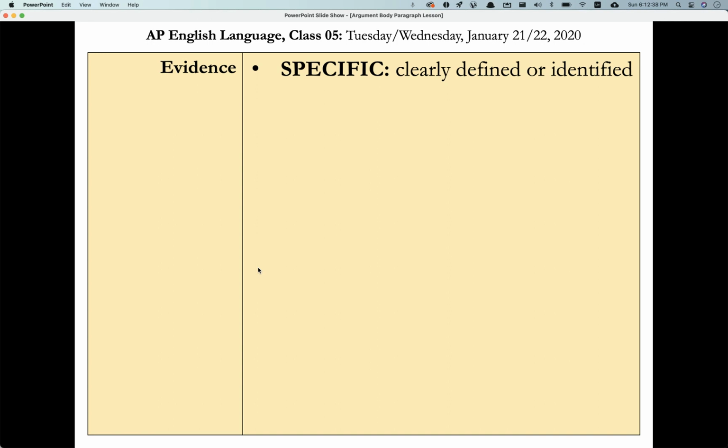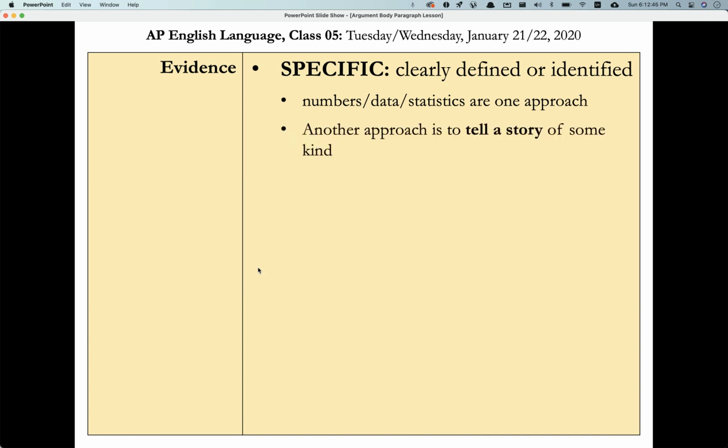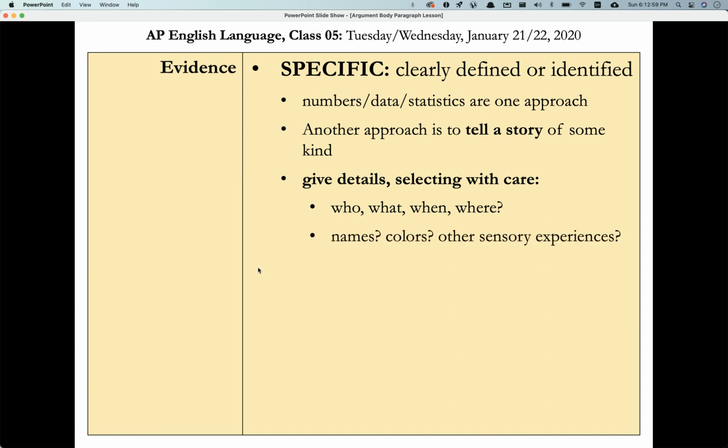So second thing evidence needs to be is specific. Specific generally means clearly defined or identified. This could be numbers, data, statistics, could be telling a story, right? So giving details, selecting with care, of course, don't overdo it. But like who, what, when, where, right? What happened, give the information.